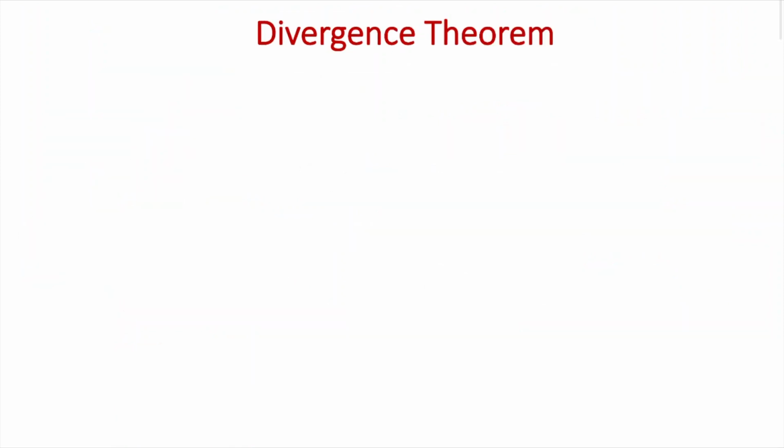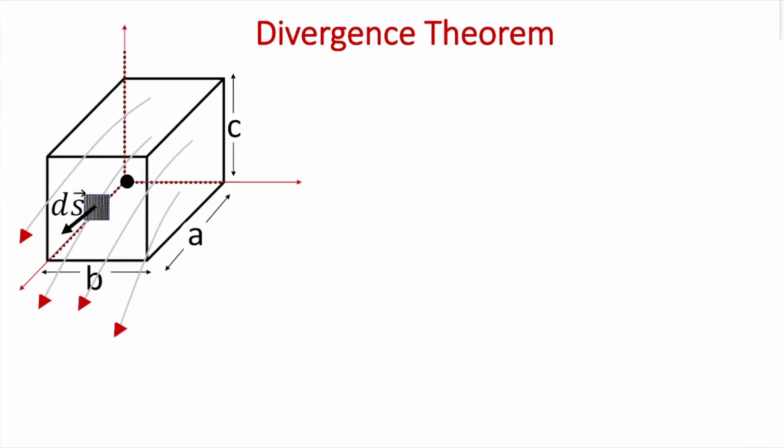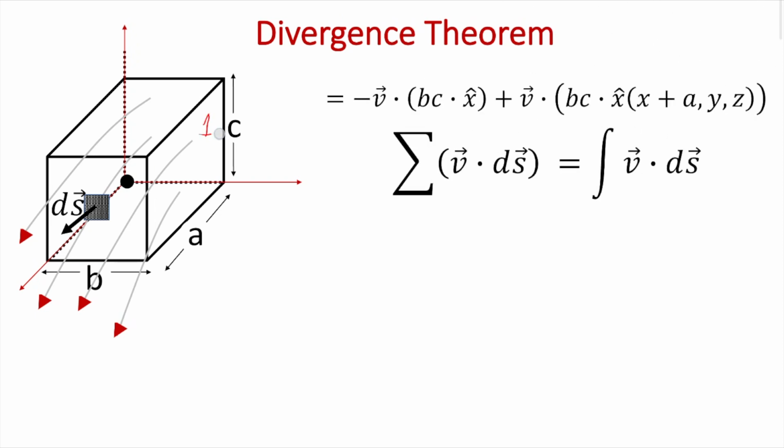Now let's talk about the divergence theorem. In this case, we have a similar box which has dimensions a, b and c. This time we're going to consider the area vector. So in order to calculate fluid flowing through this surface, number 1 is minus V times the area vector. The area is b times c, so b times c in the x direction.